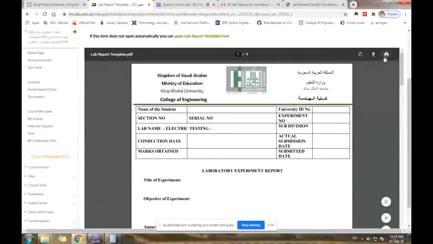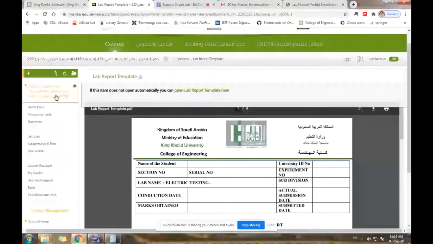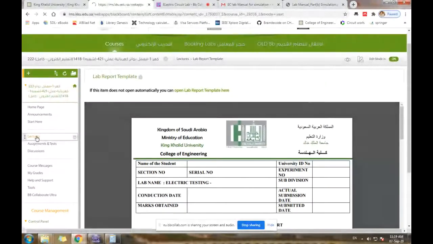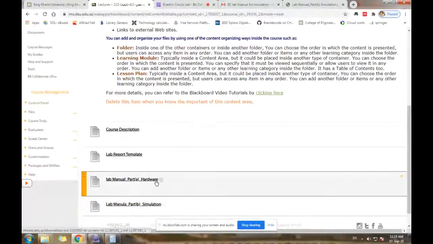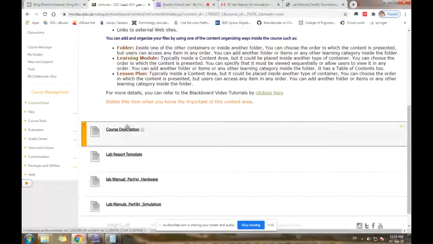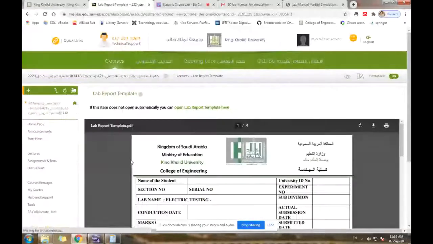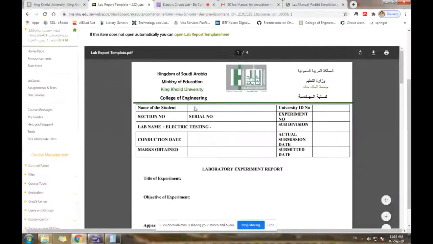Okay, so you can see here, this is the lab report. In this you have to complete it and take the print for this. It is available in the lectures tab. Click the lectures tab, and you can see there is the lab manual for simulation. For hardware, there is a lab report and course description. Click the lab report template, you will get this. You have to take the print for this.